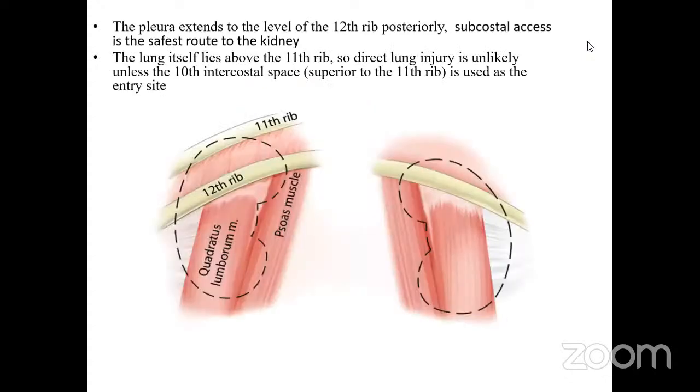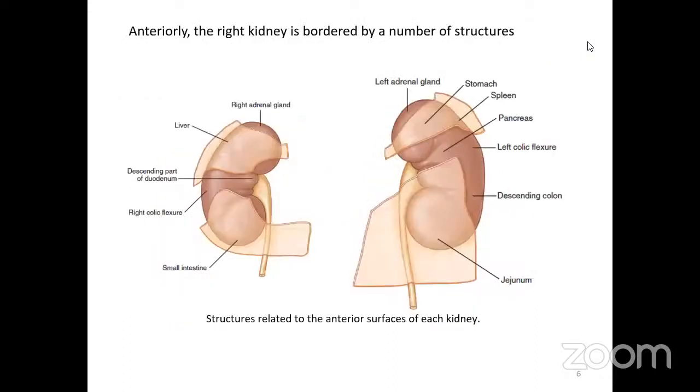Then the kidneys are retroperitoneal organs, which are posteriorly associated with 11th and 12th rib, and also the muscles which are psoas, quadratus lumborum, and aponeurosis of transversalis abdominis laterally. The anterior relations of the kidney are shown in this diagram, which are adrenal gland, colon on the left and right side, and small intestine, and liver and spleen.